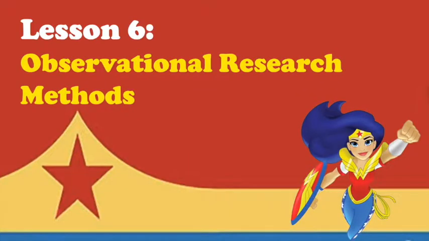Today's lesson, Lesson 6, is going to be about observational research methods. In Lesson 5, we talked about a variety of different measurement concepts as well as scales we could use to measure our variables. We also talked about the importance of using reliable measurement tools when it comes to collecting our data. Now we're ready to discuss a variety of different types of research methods that you can use when conducting your own research.